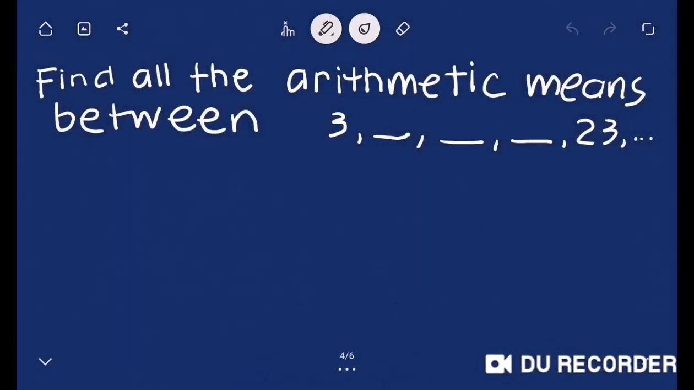So let's have the last example. This time, we're asked to find the arithmetic means between 3 and 23, wherein 3 and 23 is made up of 5 terms, wherein 3 terms in between is missing. Again, 3 is our first term. Ito ang ating first arithmetic mean, second arithmetic mean, third arithmetic mean, and this will be the last term.